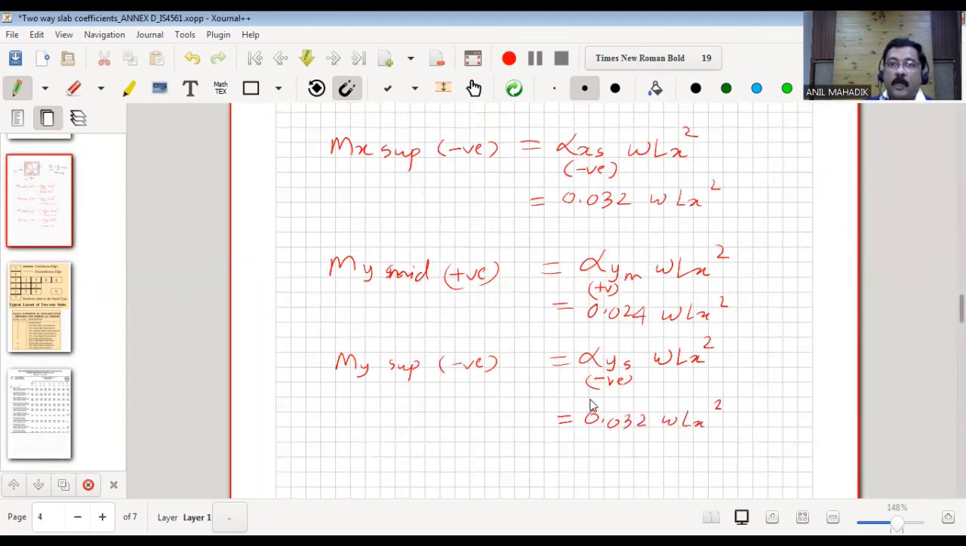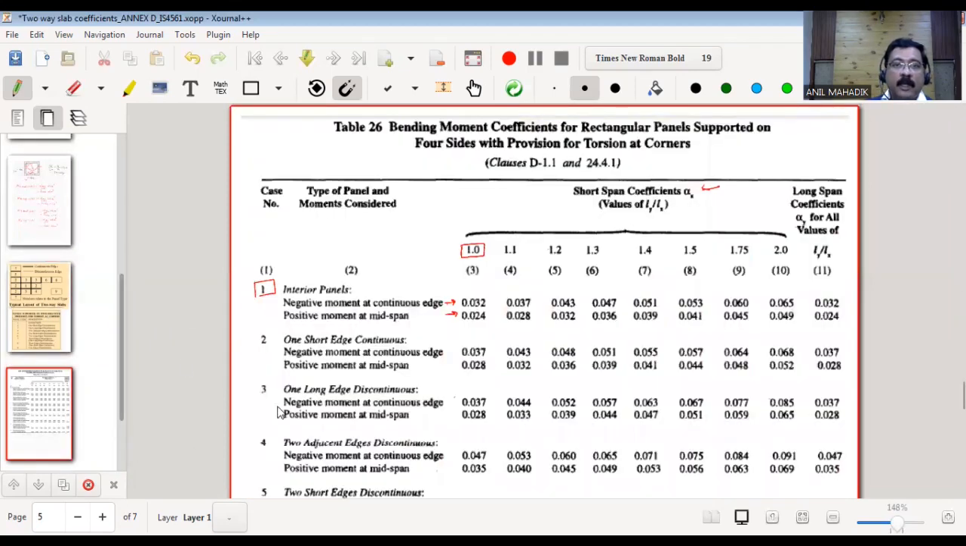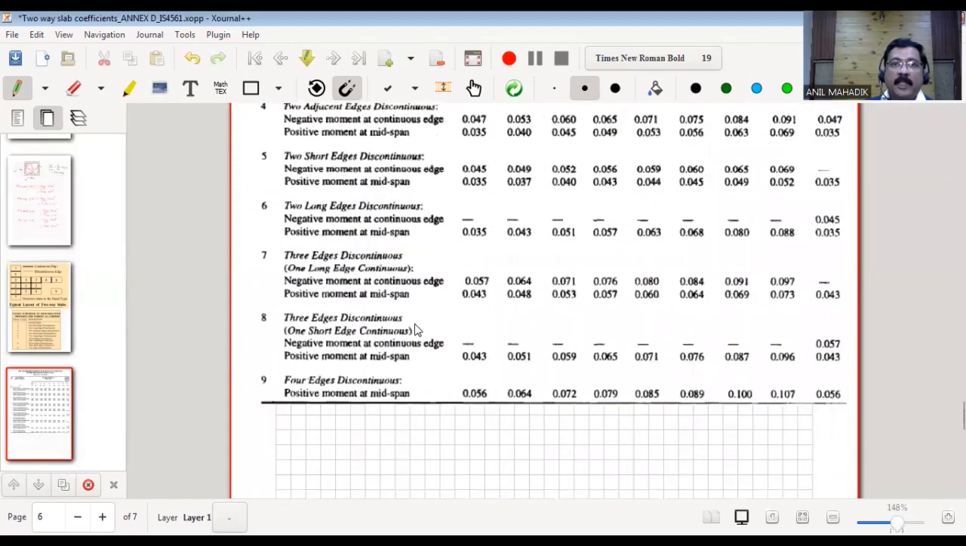Okay, so that is the two-way slab and how to use the alpha x and alpha y coefficients from the IS code. Now next session we will see the different criteria, that is the load cases. 1 to 9 cases are there in the IS code, you can see here. So we will see that in the next session.